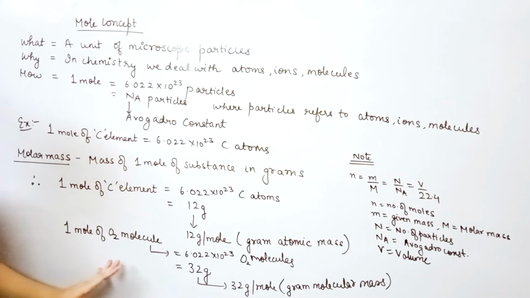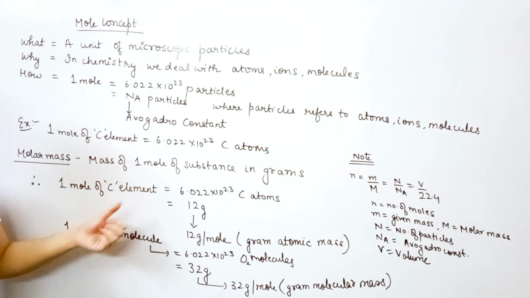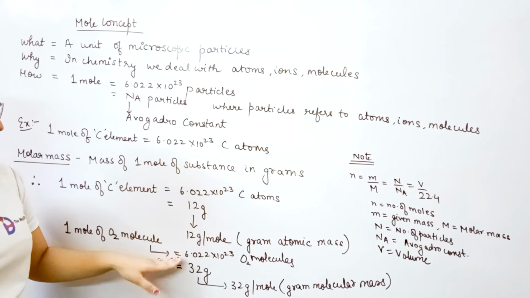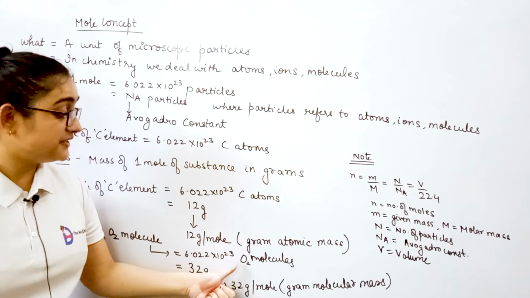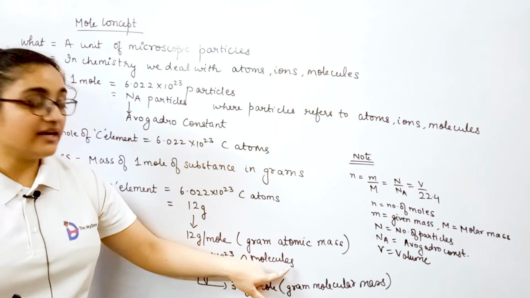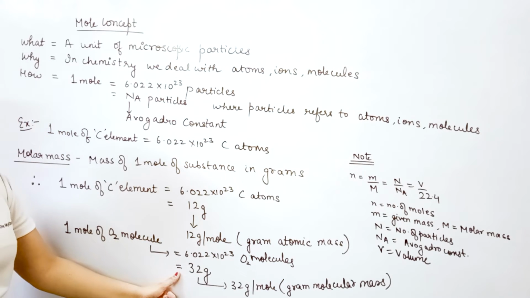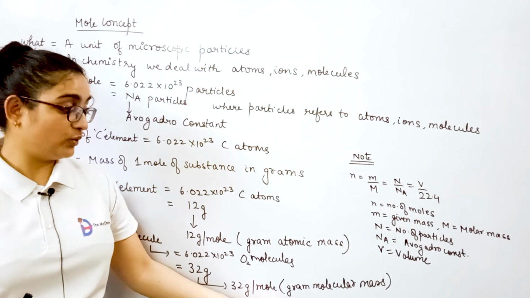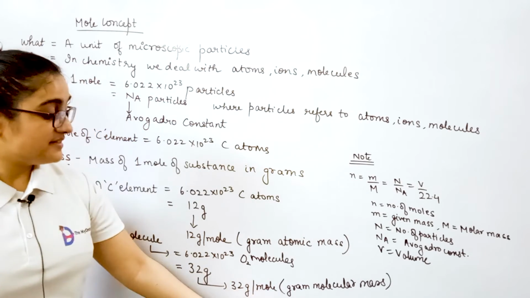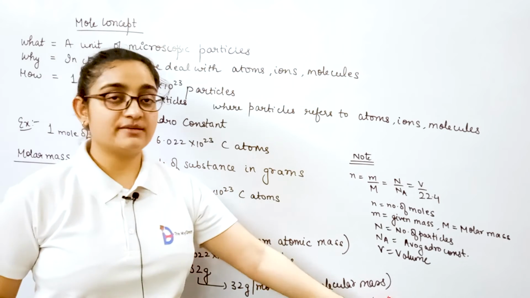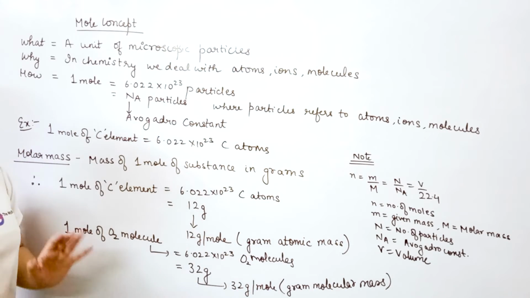Now moving to the next example, look at another example. 1 mole of O2 molecule. See the difference. Earlier it was an element, now it's a molecule. So 6.022 × 10^23 O2 molecules are there. Here the particles now refer to molecules, which equals 32 gram. Or we can say the molar mass will be 32 gram per mole. Now you can see here the molar mass is gram molecular mass, because we are talking about the concept of a molecule. That's why it's gram molecular mass. Are you getting it? Is the concept clear or not?